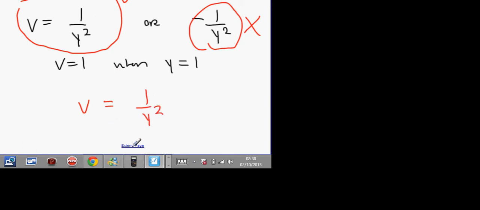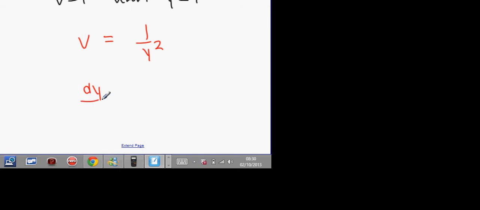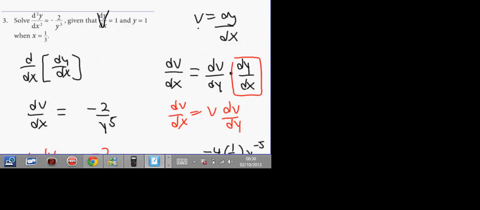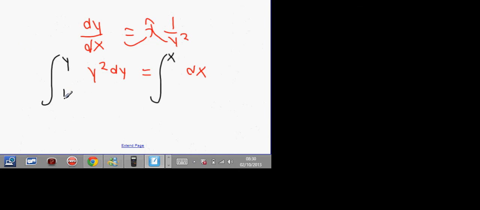We also know that phi is dy over dx. Okay, so phi is dy over dx, and that's 1 over y squared. Cross multiply again, bring the dx up and bring the y squared up. We're going to get y squared dy equals dx. We're next going to integrate both sides, but where do we get our limits from? X is the top one, y is the top one. Go back to the front of the question. X equals a third when y equals 1. 1 and a third. Integrate both sides.